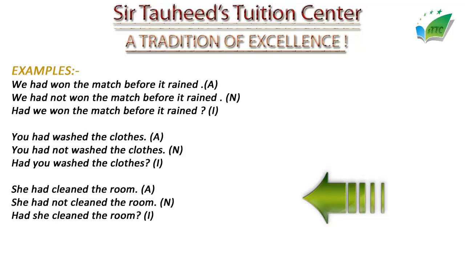Now if we want to make its interrogative sentence, then we have to do again that we'll put helping verb in the first place and the subject in the second. So the sequence will become like this. Had she cleaned the room? And then in the end we have to use question mark. It means it is being asked if she had completed this action of cleaning the room.